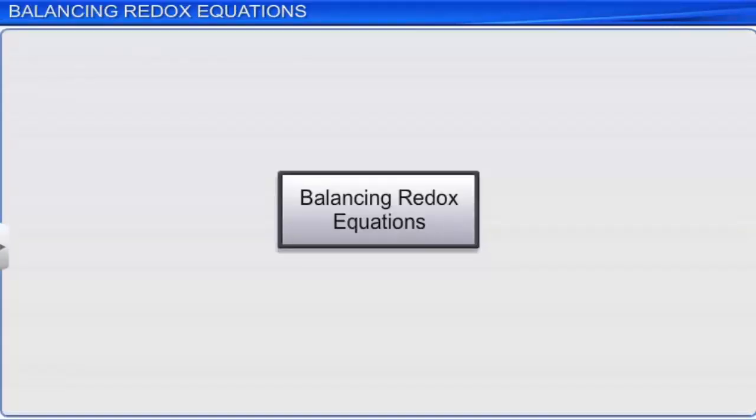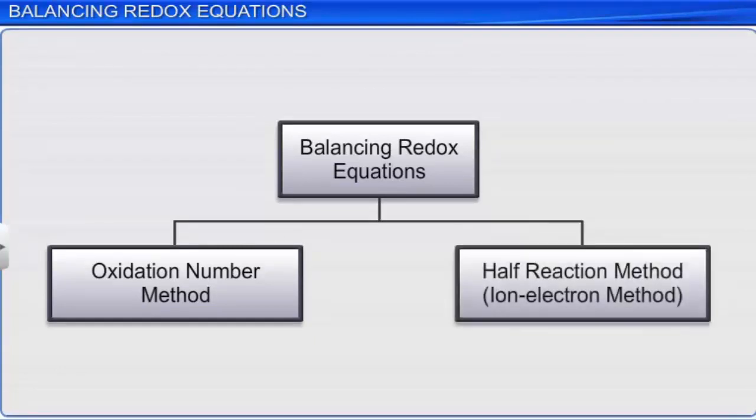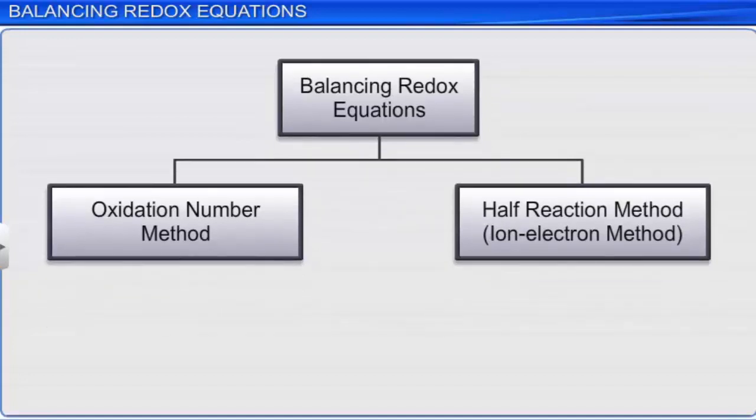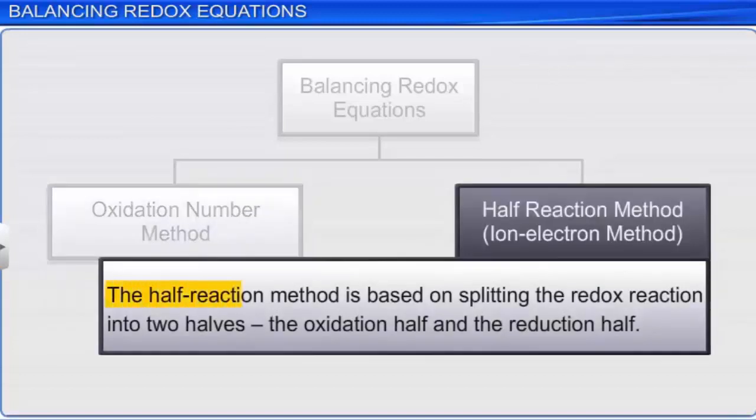There are 2 methods to balance redox equations: the oxidation number method and the half reaction method, also known as the ion-electron method. The oxidation number method is based on the change in the oxidation number of the reducing and oxidizing agent. The half reaction method is based on splitting the redox reaction into 2 halves, the oxidation half and the reduction half.